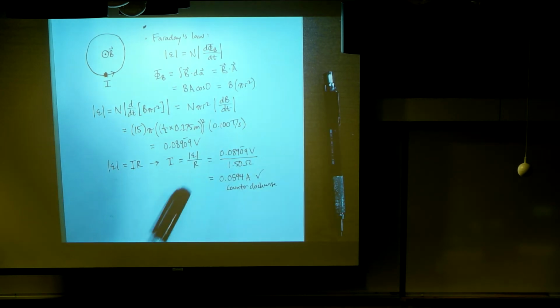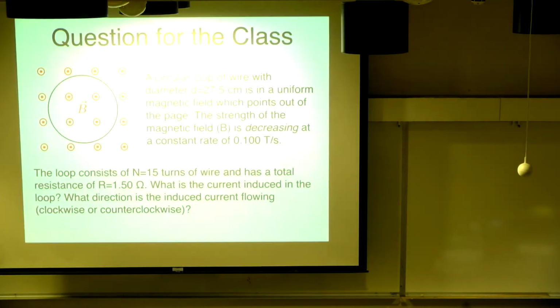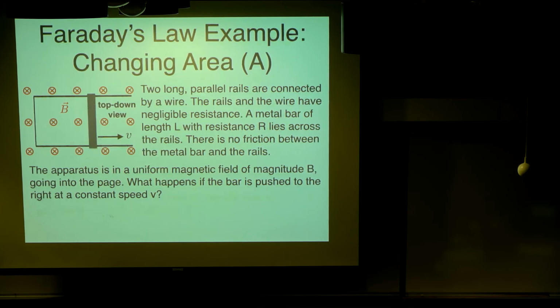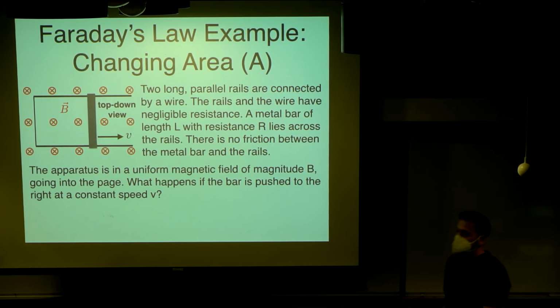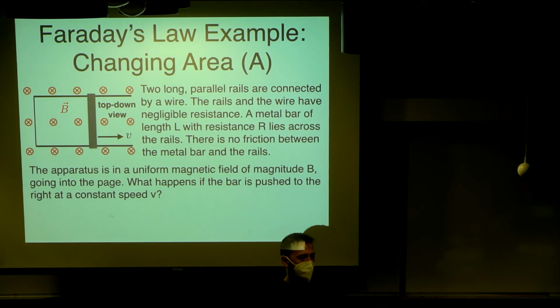All right, any questions on this? We're going to do another example. So far, the examples that we've seen have involved changing the magnetic field strength of whatever magnetic field is going through our coil, okay? In this case, we're going to talk about changing the area. Now that may seem kind of weird at first, because if I have a coil like this, how am I going to change the area? Am I just going to pull this thing apart? That's pretty difficult, right? So that's not generally what we're talking about.